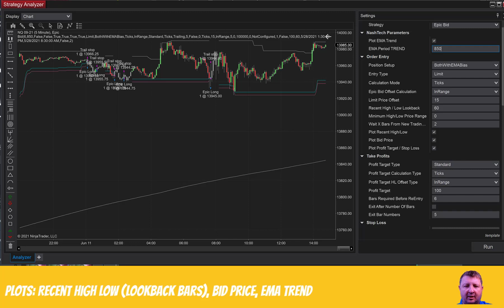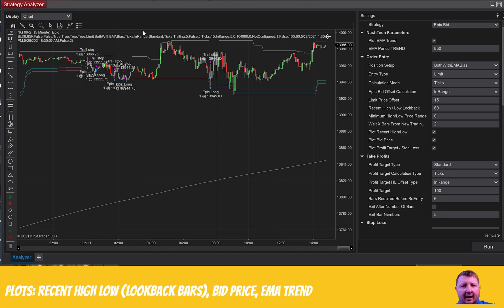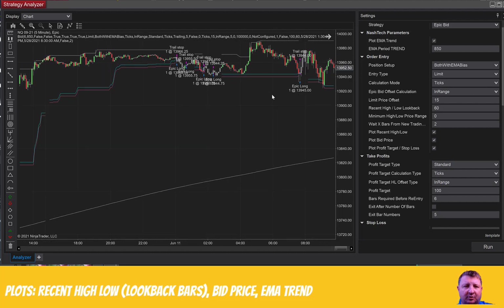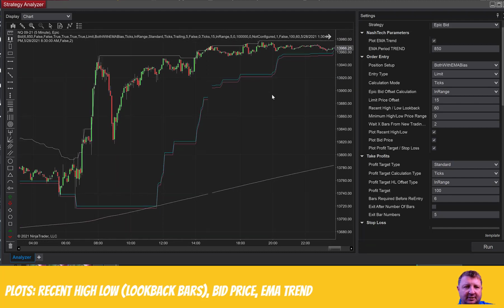Okay, so from here, let's just see what time we're at here. Okay, so from here you're looking at the bid price, the blue line. The low is of the last, looks like we have it set to 60 bars. So you're getting a visual because we plotted those.